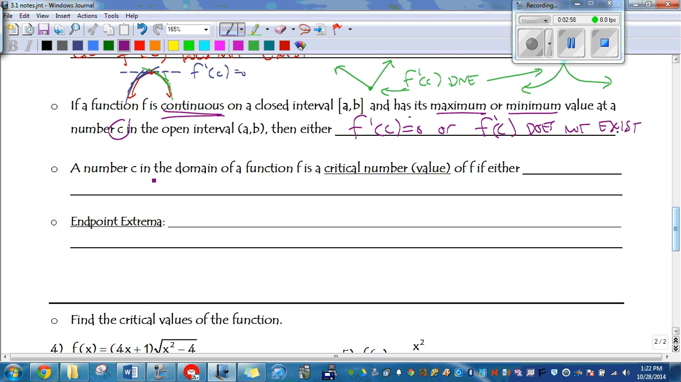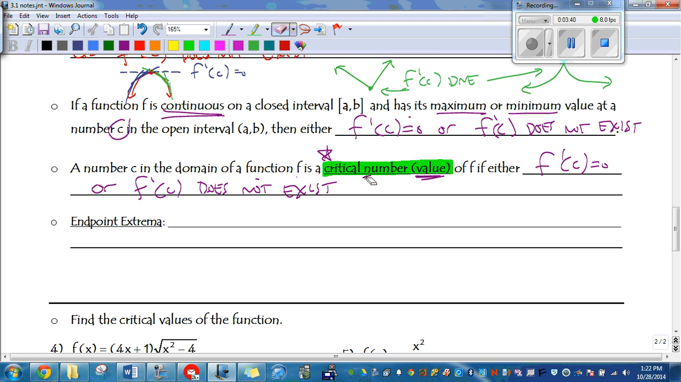And last part, a number c in the domain of a function f is a critical number, or a critical value. Key term that we'll use a lot this chapter. A number c in the domain of f is a critical number of f if either the derivative of f of c is 0, or the derivative of f of c does not exist. Alright, so those values where the derivative is 0, derivative does not exist, those are called critical values. I generally call it a critical value. You might see critical number from time to time as well.